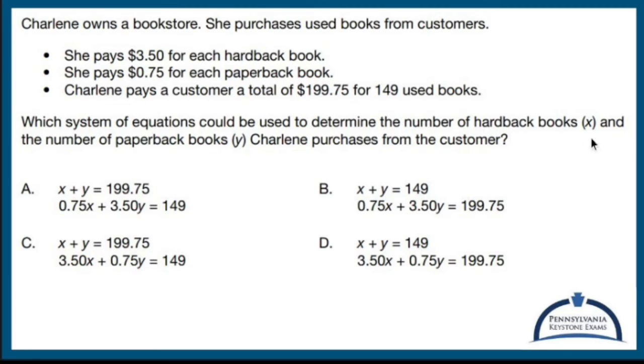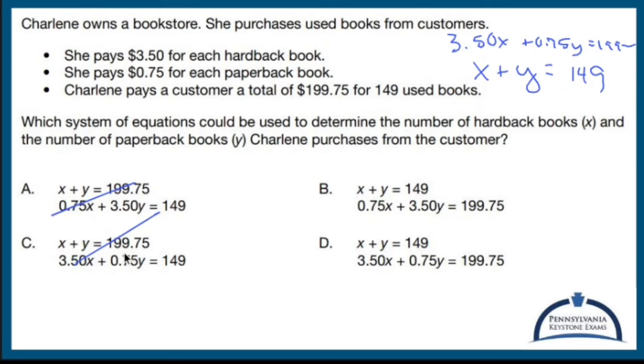So they're using hardback as x. If hardback is x, my cost formula is going to be 3.50x, plus paperback is y, 0.75y, which is going to equal the total amount that she paid, which is that $199. I ran out of room. The other equation is going to be your total, which is x plus y equals 149.